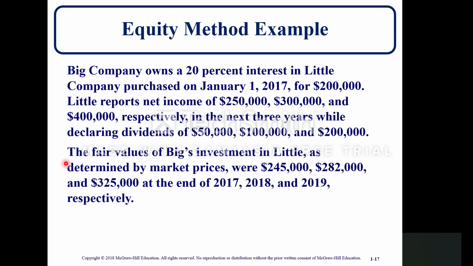So here we have an equity method example. Big company owns 20% interest in Little company, purchased on January 1st, 2017 for $200,000. Little reports net income of $250,000, $300,000, and $400,000 respectively in the next 3 years, while declaring dividends of $500,000, $100,000, and $200,000. The fair value of Big's investment in Little, as determined by market prices, were $245,000, $282,000, and $325,000 at the end of 2017, 2018, and 2019, respectively.